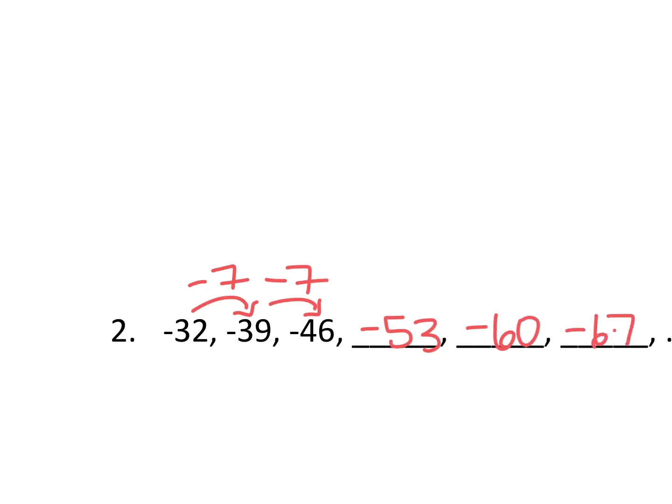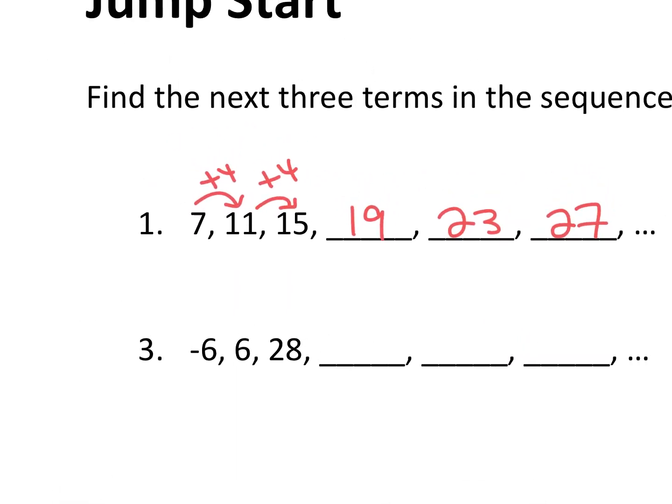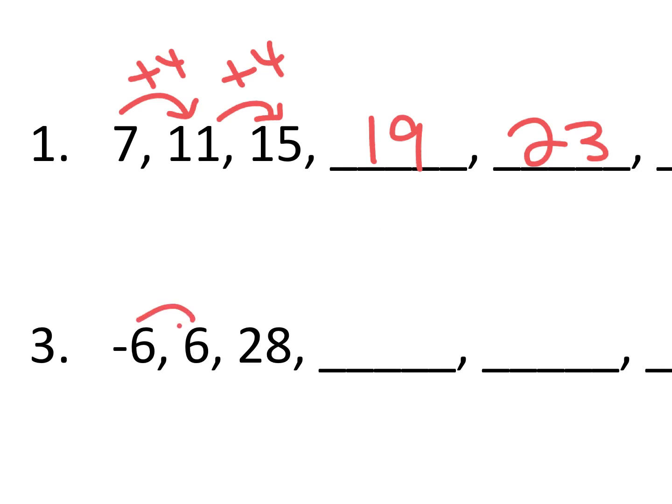Looking at the third jumpstart problem, initially we are adding 12 right here. And I'm hoping to add 12 again, but it doesn't look like it. It looks like we add 22. So this is not arithmetic. Just right there, we can see it's not arithmetic.